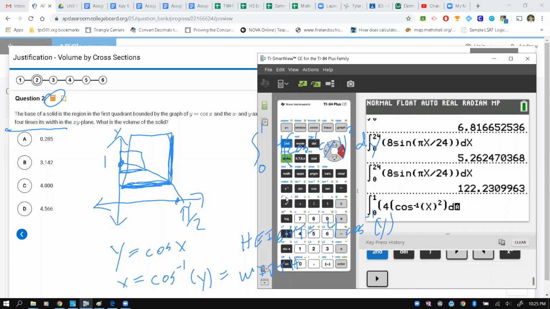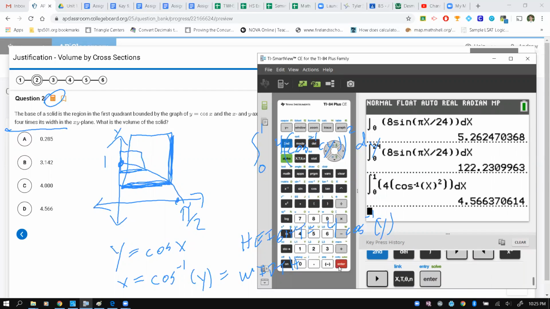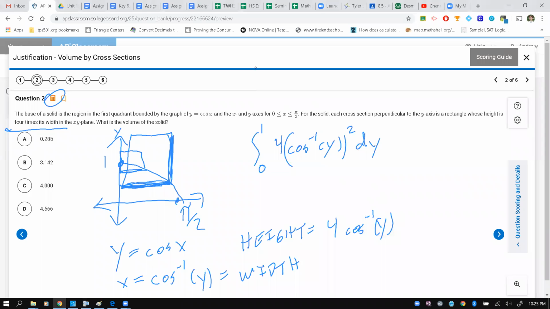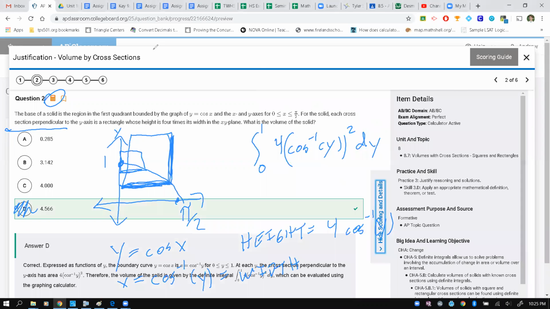That should do what I hope it should do, or we could double check. Enter. So 4.566. That's going to be D. Let's double check that I typed that in right. Yeah. All right, very good.